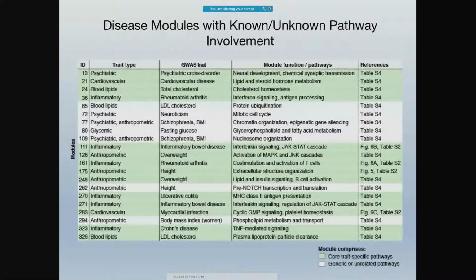And we can go and look at which pathway enrichment is there for known and unknown modules. And we get some very interesting results. A lot of the pathways that are associated were known in green, but the ones in white are not known to be associated with the diseases in question.